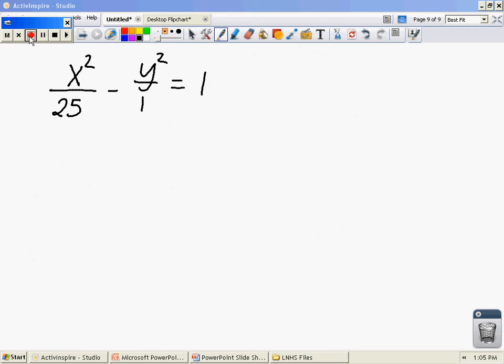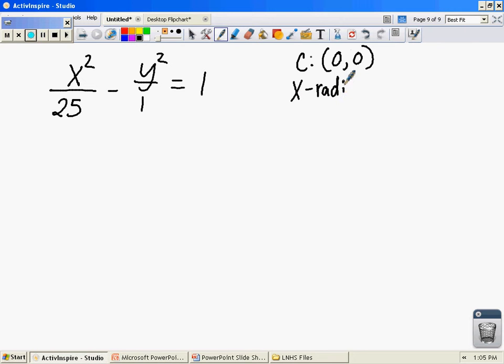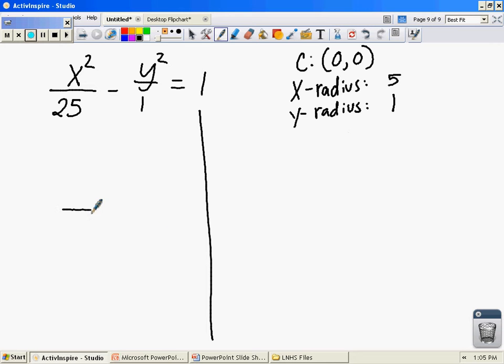So the first thing we're going to do is find the center, which, since there's no h and k, is 0, 0. Right? And I'm still going to call it the x radius and y radius. Once again, those are not real math words, but for the purpose of graphing, it makes it easier to do. So what's our x radius? And what's the y radius? Let's go ahead and graph it like we would graph an ellipse. Up to a point, that is.